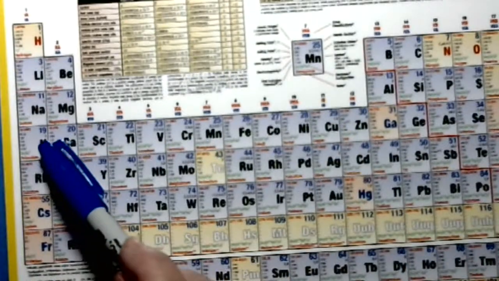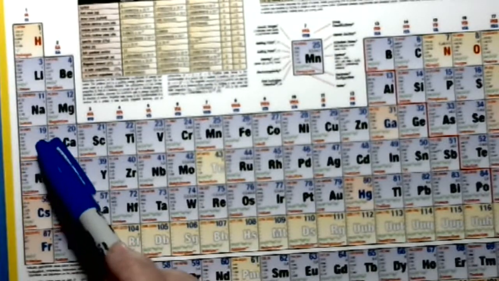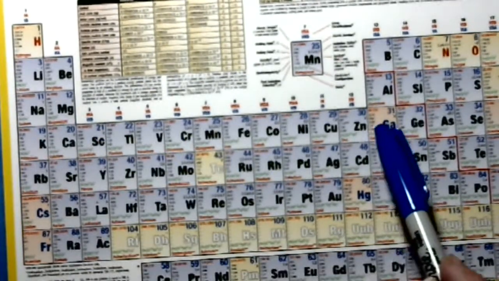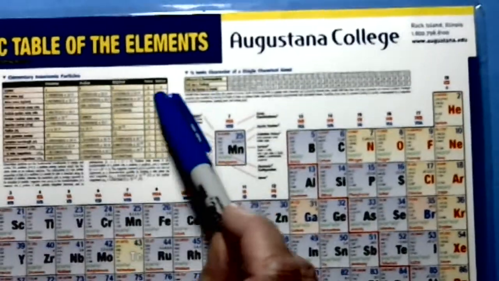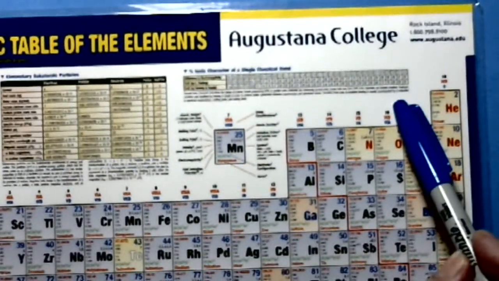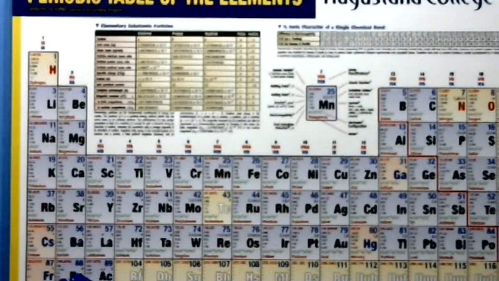But when I jump down to the next row, I get to add an extra energy level further away. So it gets bigger, then it gets smaller. It gets bigger, then it gets smaller. So as we go from left to right, the atoms get smaller. But as we go from top to bottom, they get bigger.